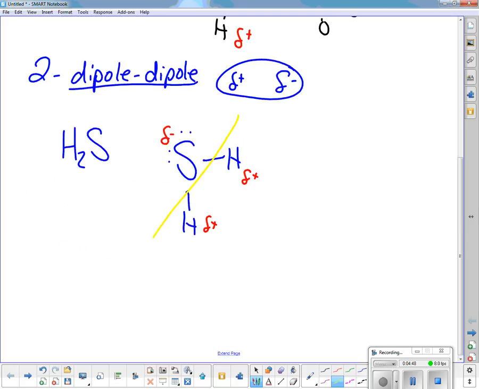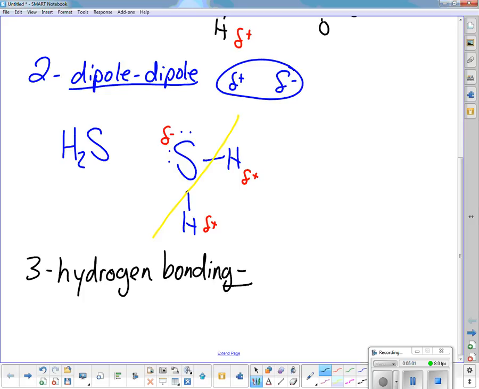Now the third type, and the last one we're going to talk about, is called hydrogen bonding. Now this one, scientists right now are conversing about. Some say it is strong enough to be considered a real bond, like covalent, ionic, polar covalent. And others say it's not quite strong enough. It needs to be in the IMFs, intermolecular forces, instead of a true bond.